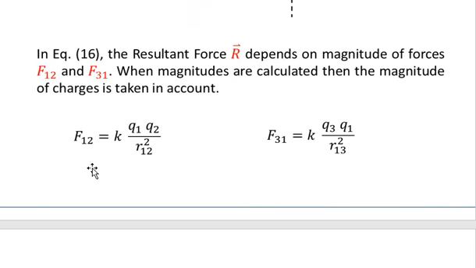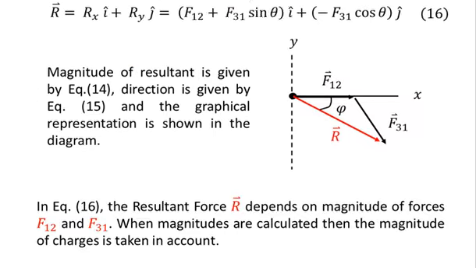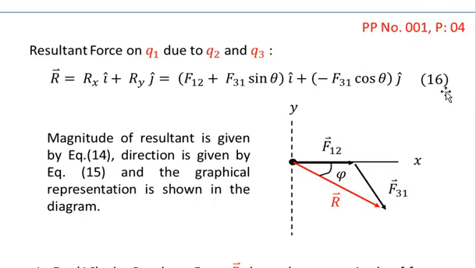So F12 is equal to K times Q1 Q2 over R12 squared, and F31 is equal to K times Q3 Q1 divided by R12 squared. F12 is the magnitude of the force F12, and F31 is the magnitude of the force between charge 3 and 1. So I can substitute F12 and F31 in equation number 16, and then I can find the resultant. So the angle theta can be found from the previous geometry.